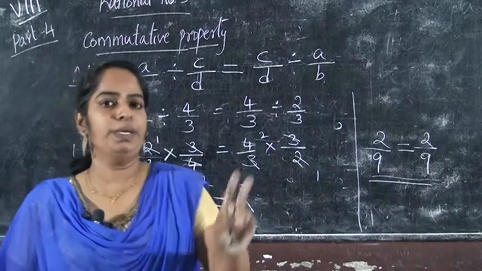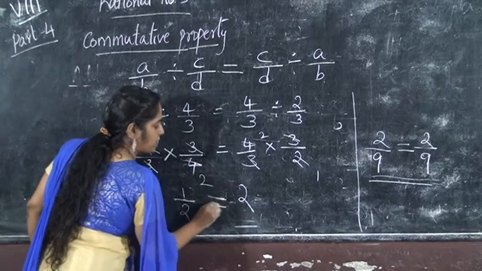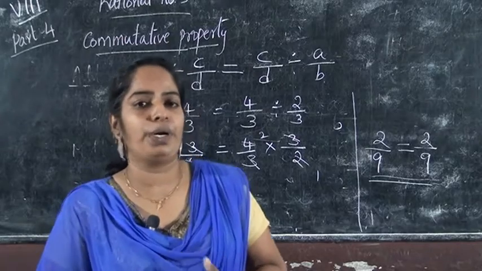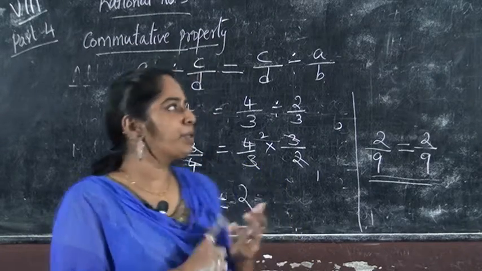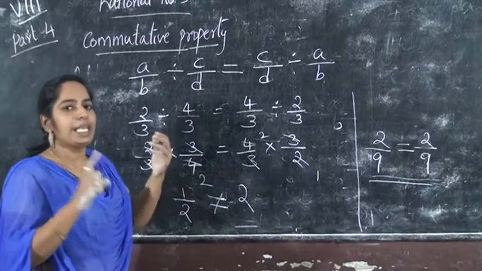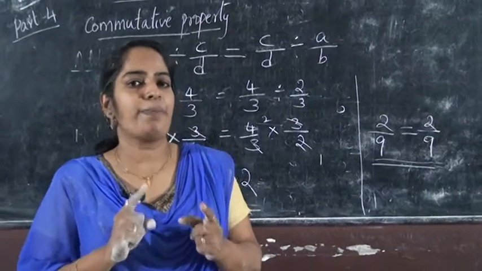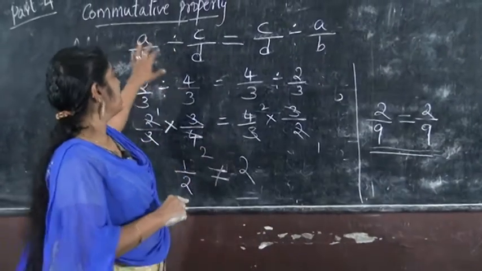1 by 2 will never be equal to 2. So this is not possible. This is not equal. So what we studied: commutative property is applicable for addition. Commutative property is applicable for only addition and multiplication. It is not applicable in subtraction. It is applicable in multiplication. It is not applicable in division.